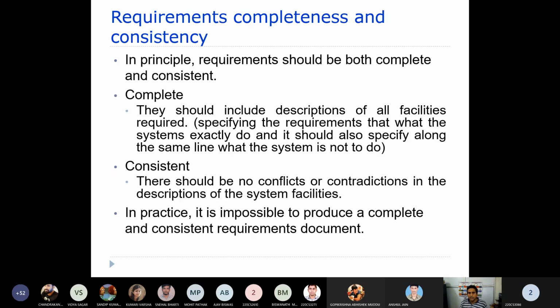Now the other thing here is that, in principle, requirements should be both complete and consistent. When you say complete, that means no requirement should be missed out. Every requirement should be specified exactly, specifying what the system should do, and along the same line it should also specify what the system is not going to do.